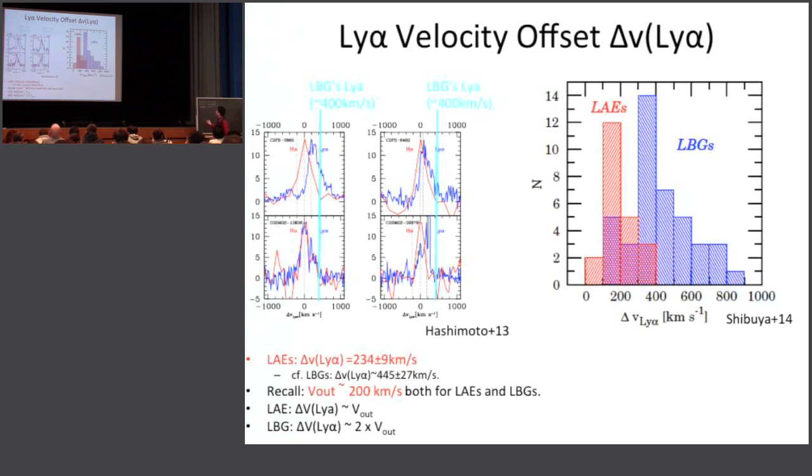So obviously, the Lyman-alpha velocity shift of Lyman-alpha emitters is significantly smaller than that of Lyman break galaxies. Lyman break galaxies have 400 km per second, but Lyman-alpha emitters are about 200 km per second. As I said, the outflow velocity is 200 km per second for both populations. So Lyman-alpha emitters have a very similar outflow velocity and Lyman-alpha velocity offset. On the other hand, Lyman break galaxies have about twice as large a Lyman-alpha velocity offset.